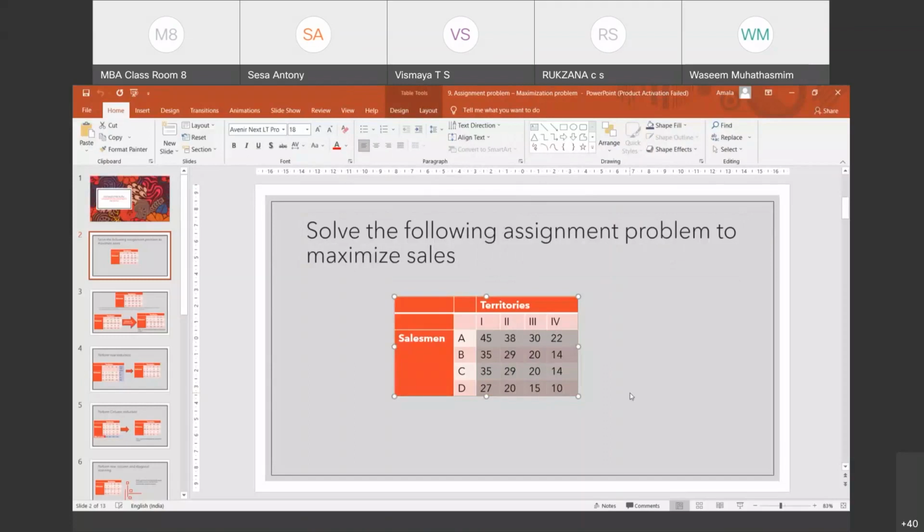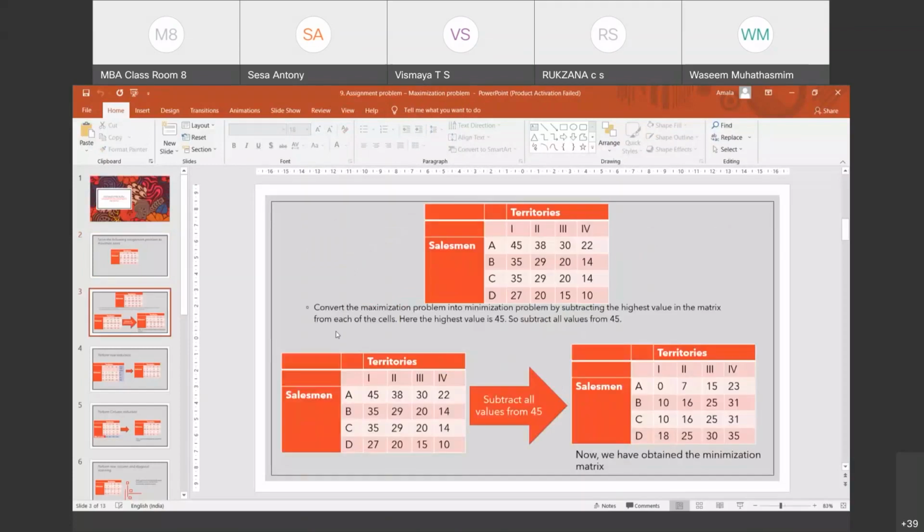Biggest number is 45, no? Which value is biggest? Yes, 45 is the biggest value. So subtract all the other values from 45. Okay, so here we have the values. Subtract each of the values from 45. 45 is our value, subtracted.